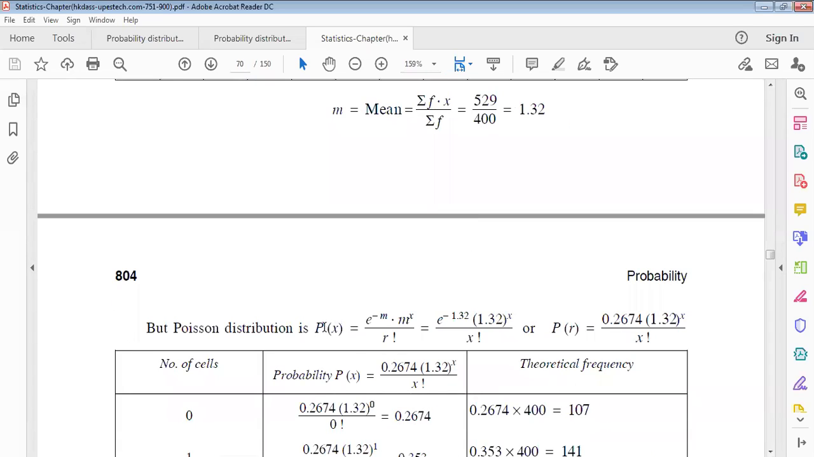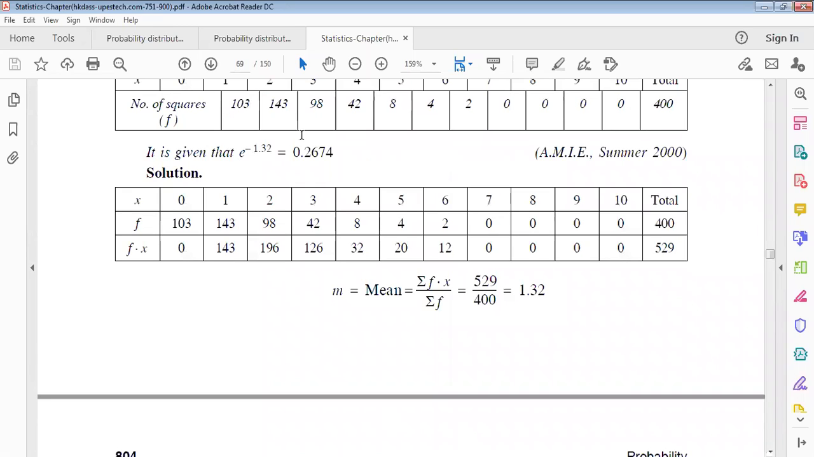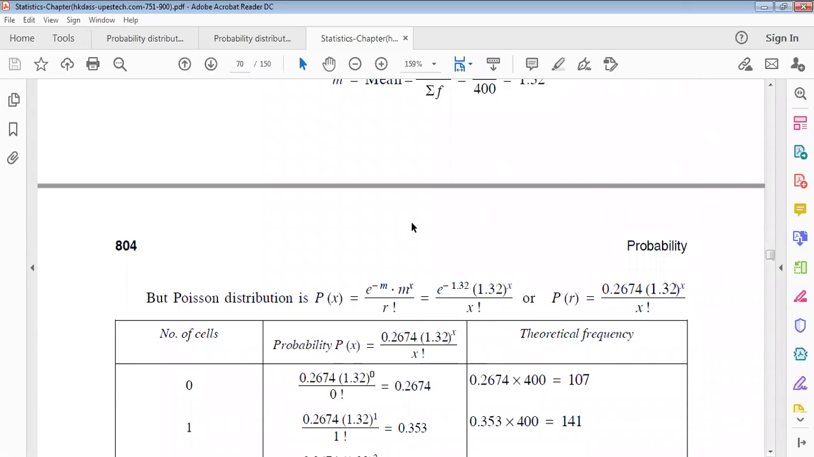Now, the probability density function for the Poisson distribution: we know p of x equals e to the power minus m, m to the power x divided by x factorial. There is a typo; it should be x, not r, a printing mistake. So with m equals 1.32, probability of x is e to the power minus 1.32, m to the power x divided by x factorial. The value of e to the power minus 1.32 you can find from a calculator: 0.2674.